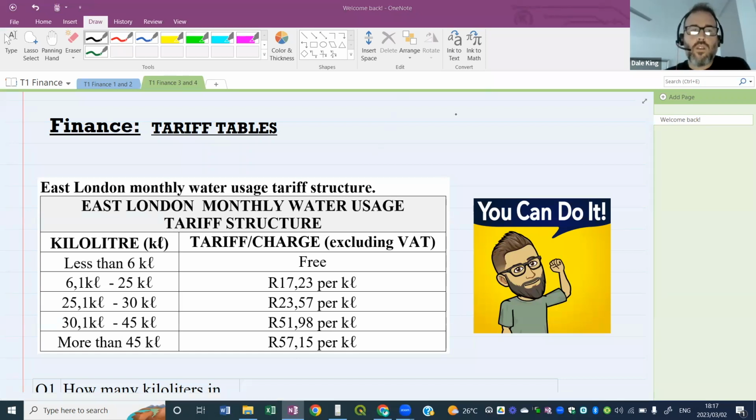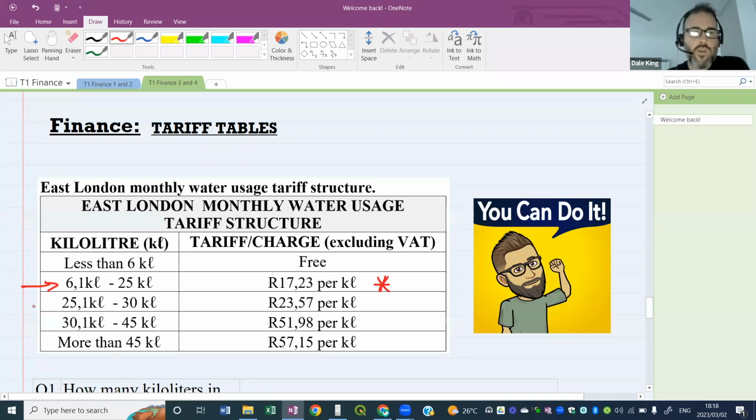So the first 6 kiloliters of water usage has no charge. And then what we're going to do is move into the next bracket. So in the next bracket over here, we see 6.1 kiloliters to 25 kiloliters. If you use anything from 6.1 to 25 kiloliters of water in a month, you'll get charged 17 rand 23 cents per kiloliter that you use. You're not going to get charged 17 rand 23 no matter what you use. You get charged 17 rand 23 for every kiloliter you use. If you're in that category, that is your per kiloliter charge.